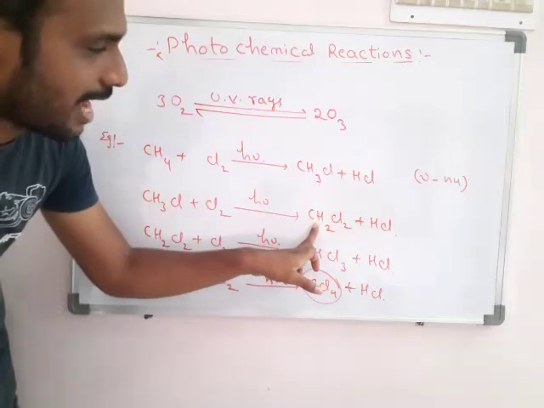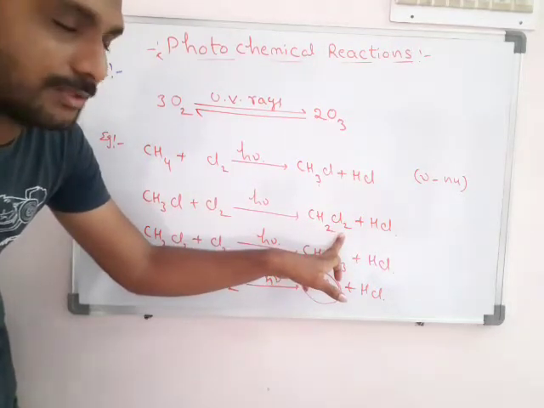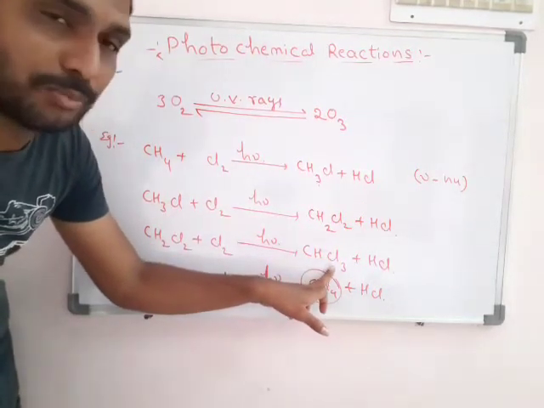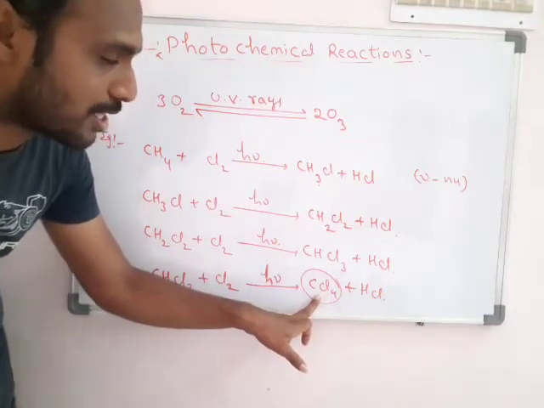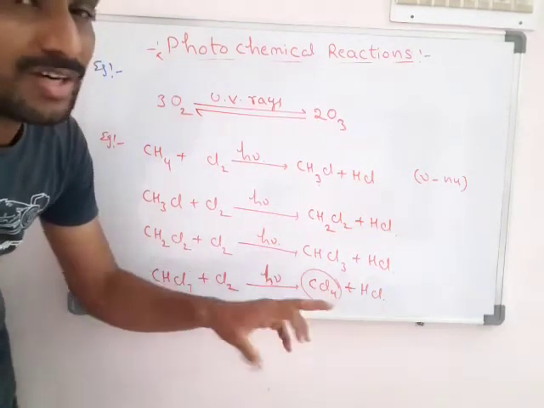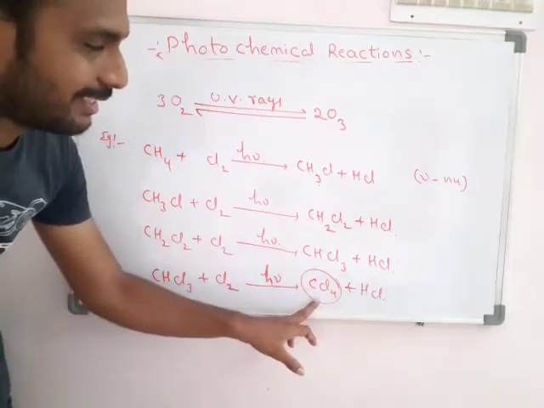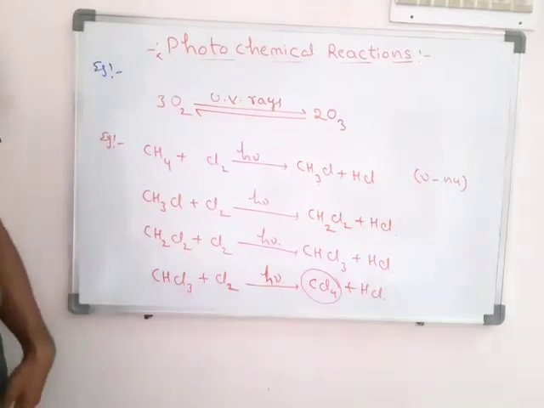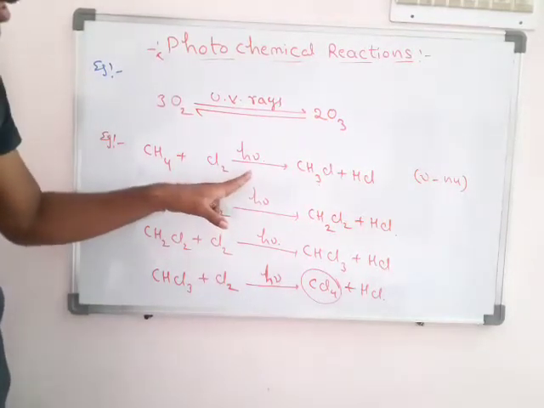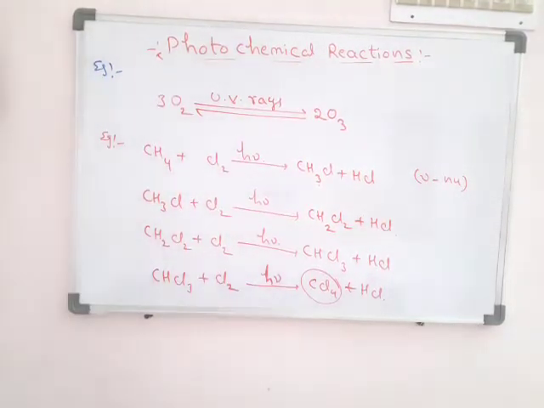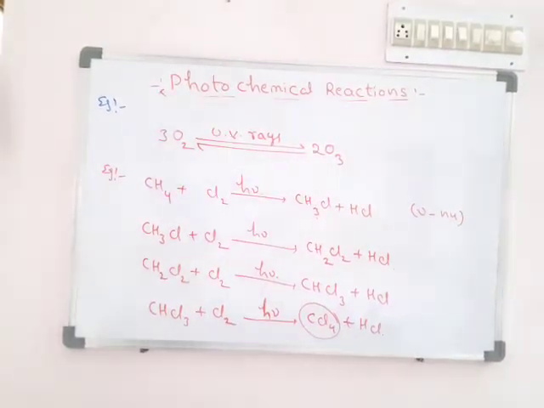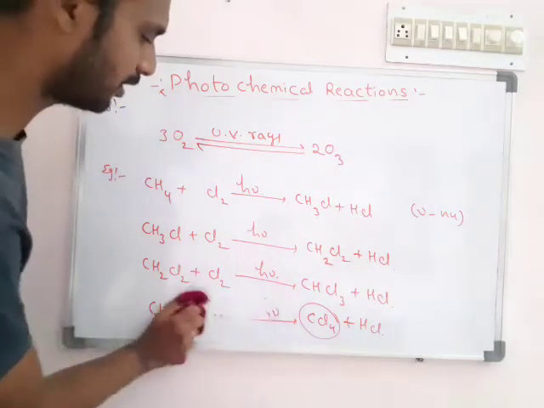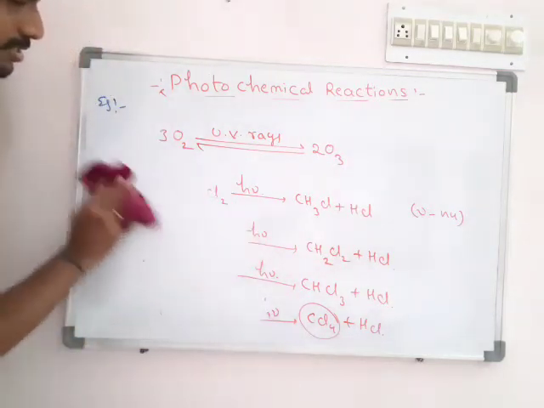Next, the second hydrogen is replaced by one more chlorine. The third hydrogen is replaced by one more chlorine. So lastly all four hydrogens are also replaced by chlorines. That final product is called carbon tetrachloride. So this type of reaction takes place only in the presence of sunlight. So these are photochemical reactions. So next, these are the best examples for photochemical reactions.